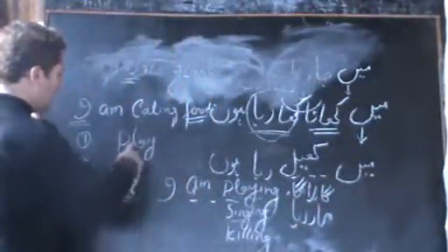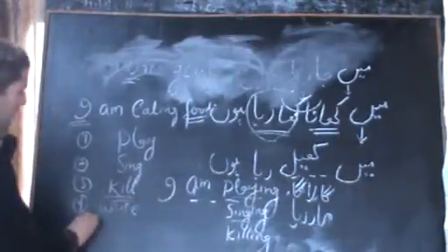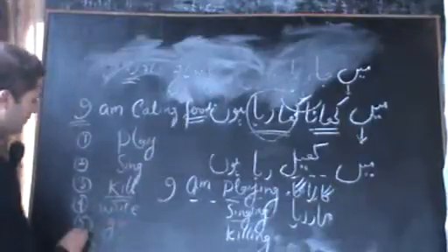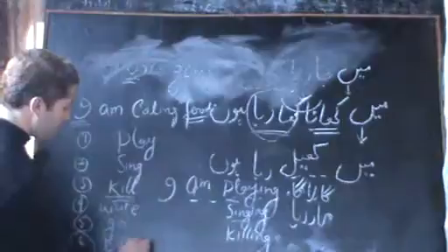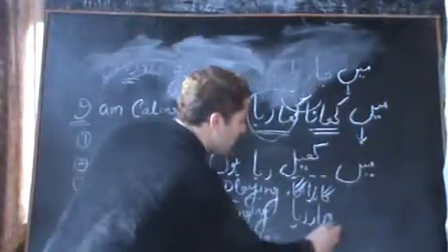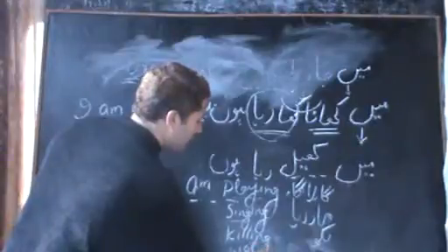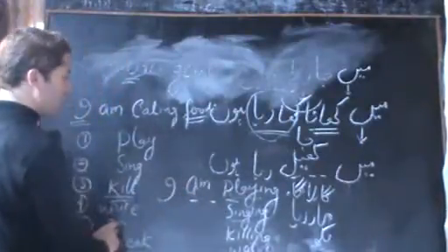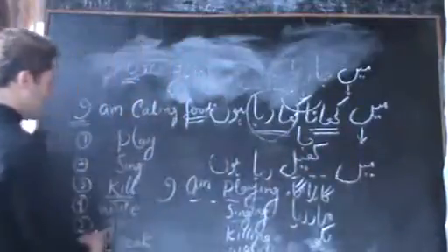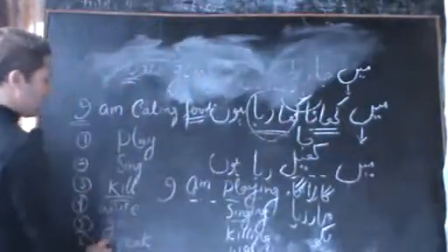Then some more verbs. Play, sing, kill. Now write, go and break. For write, we'll replace here main likh raha hoon. I am writing. Then I will replace it by main ja raha hoon. I am going. Then we have break. Instead of ja, I will write tod: main tod raha hoon. Here I will say I am breaking.